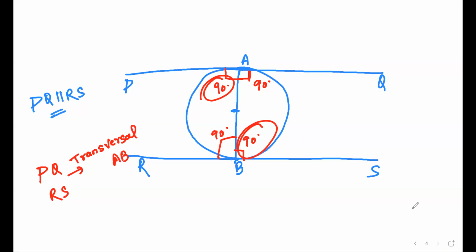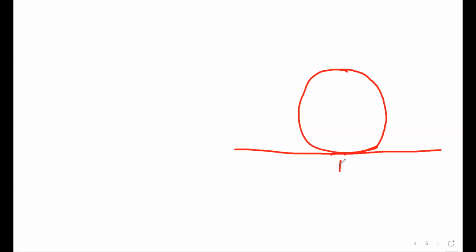Now the next theorem, or the next question, says: prove that the perpendicular at the point of contact. Let me draw a circle. Here we are having a point of contact. Yesterday only, in the previous class, we discussed the point of contact. So if the point of contact is P, prove that the perpendicular at the point of contact to the tangent to a circle passes through the center of the circle.